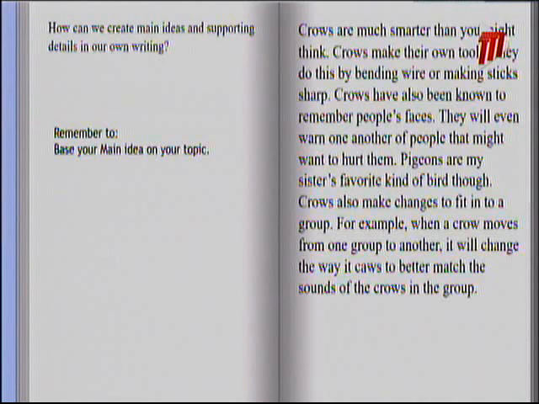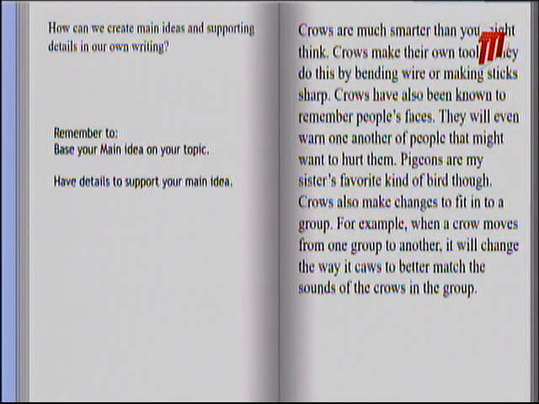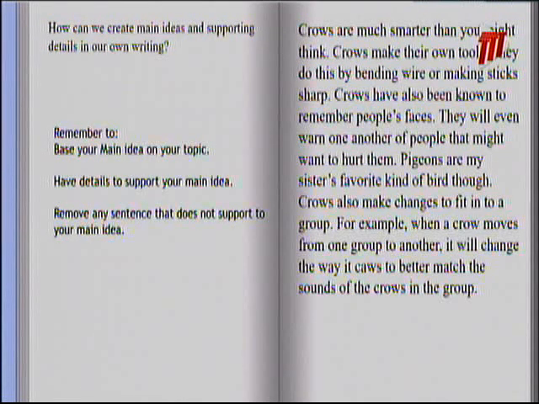While we're doing that, remember, in your own writing, you're going to base your main idea on your topic. If your topic is bats, you're not going to tell me about rats. Right? So have details to support your main idea. The evidence is important, because if you're trying to convey something to the reader, they have to have something to hold on to. They have to have something to use as evidence as to why the stance that you took is a correct one. And any sentences that do not stick to your topic, that do not adhere to your main idea, need to be removed completely. Good.